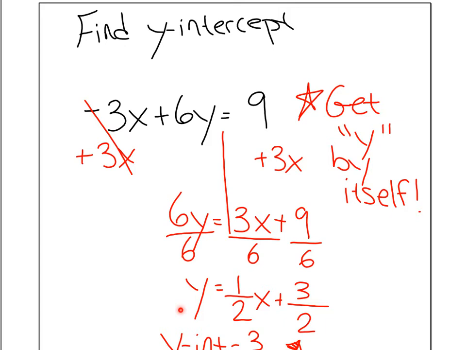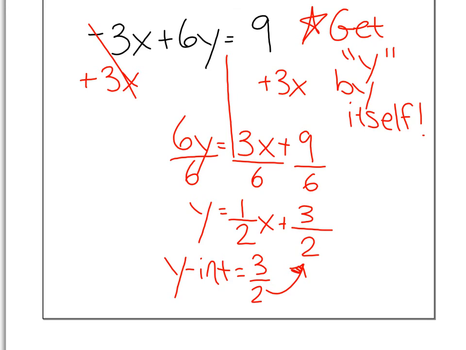That leaves me with y, and then I'll simplify each fraction. 3 over 6 becomes a half. 9 over 6 becomes 3 over 2, and that means my y-intercept will be 3 over 2, because the y-intercept is always the one that's by itself, not in front of the x.